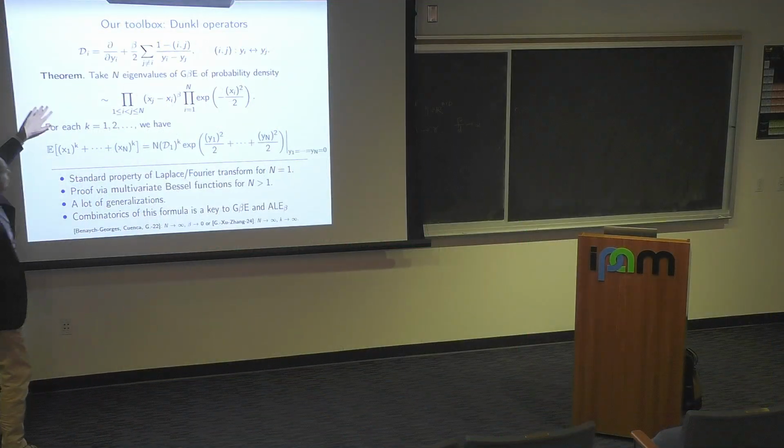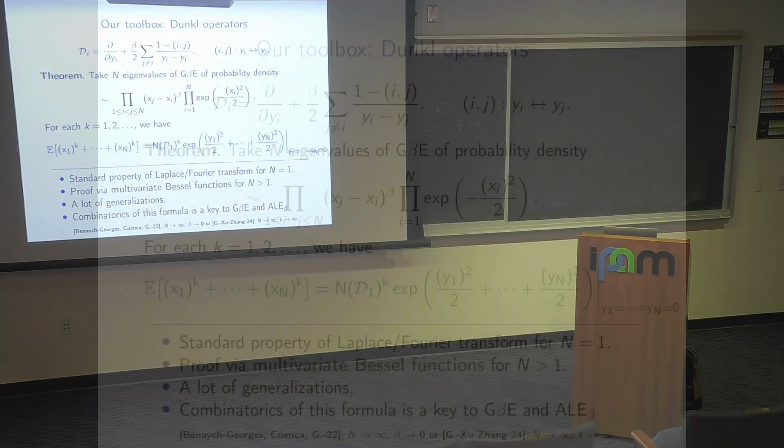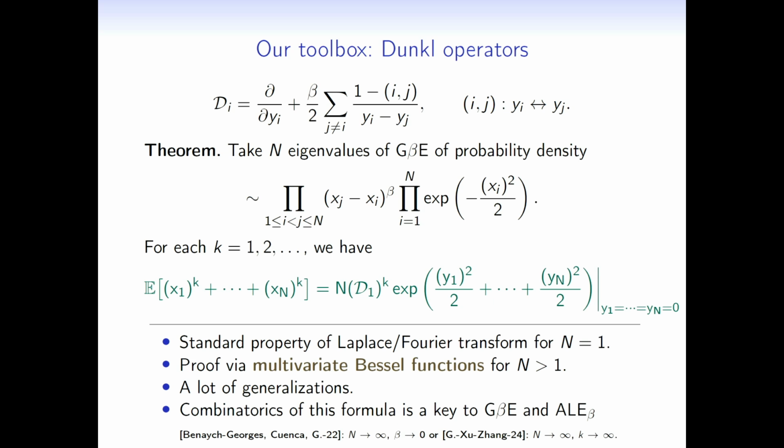So, theorem: if you take the Gaussian beta ensemble, a fixed time, fixed size object, and you compute its expected moment, which if it were a matrix would be the expectation of the trace of the kth power of this matrix, then this can be expressed in terms of the kth power of this operator acting on an explicit function, the exponent of the sum of the squares, after which you plug in all variables equal to 0.